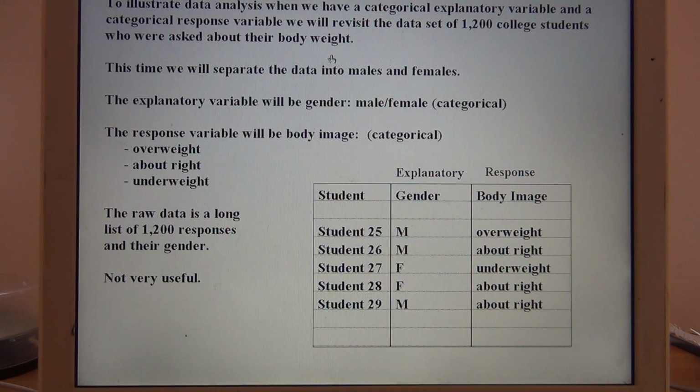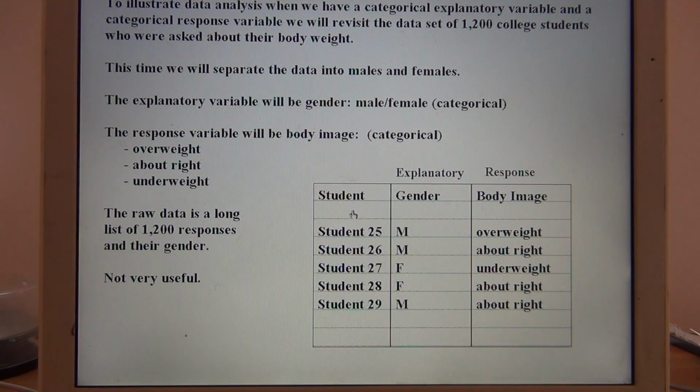And we've looked at this data before, but now we're going to separate the data into males and females. So the explanatory variable here will be gender, which is male or female, and that's categorical. So we have a categorical explanatory variable, and the response variable will be body image, either overweight, about right, or underweight. And that's categorical also.